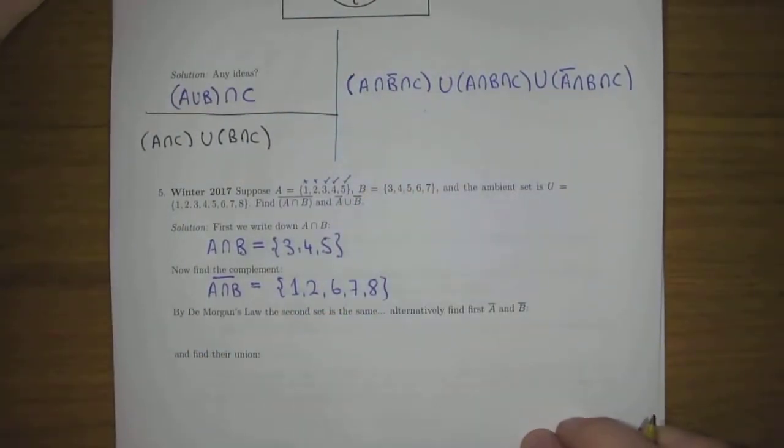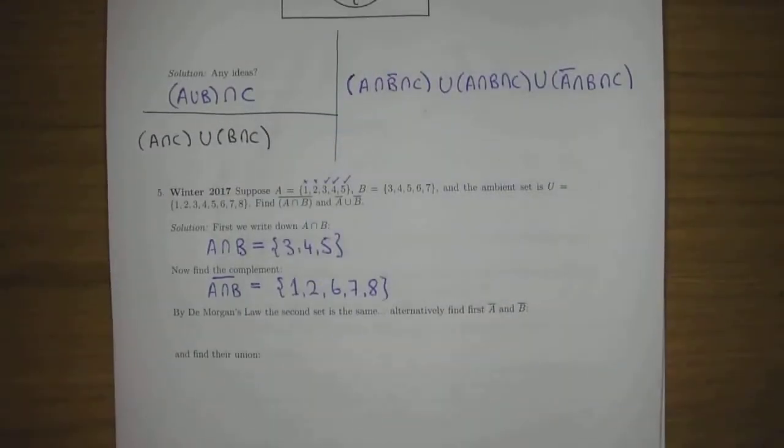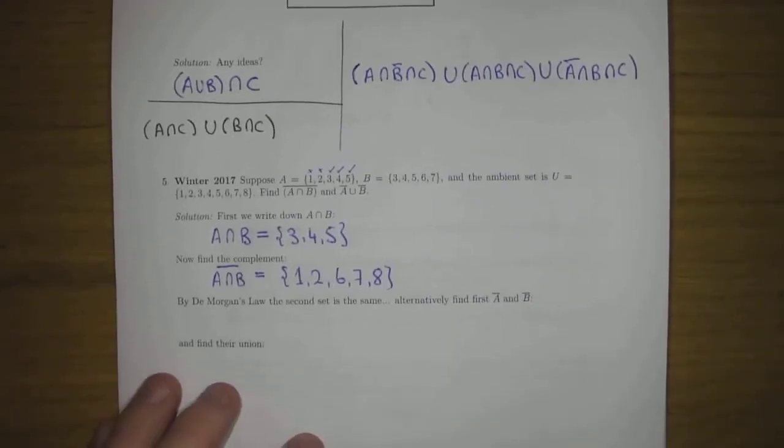Okay, now I'm going on about De Morgan's law. Have I actually written it down somewhere? Maybe not. But anyway, these two are equal by De Morgan's law. But alternatively, let's find not A and not B.